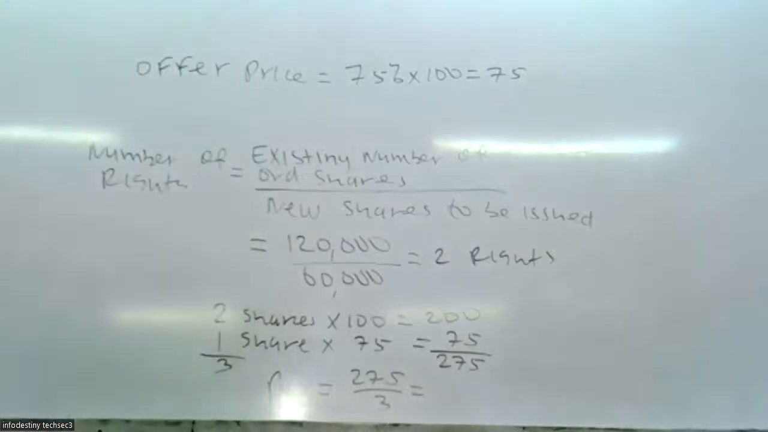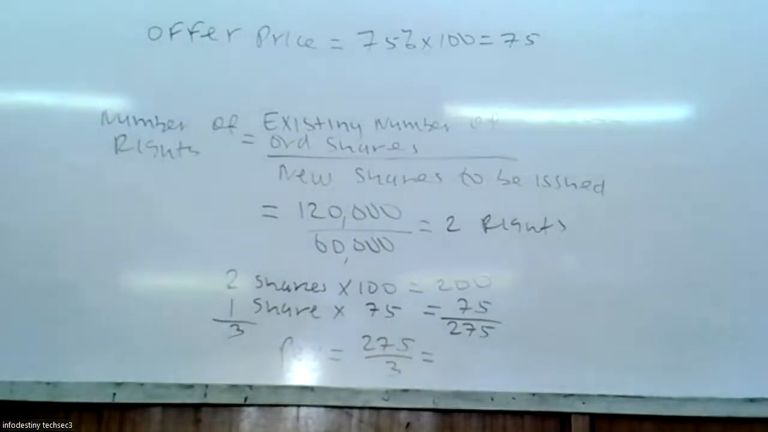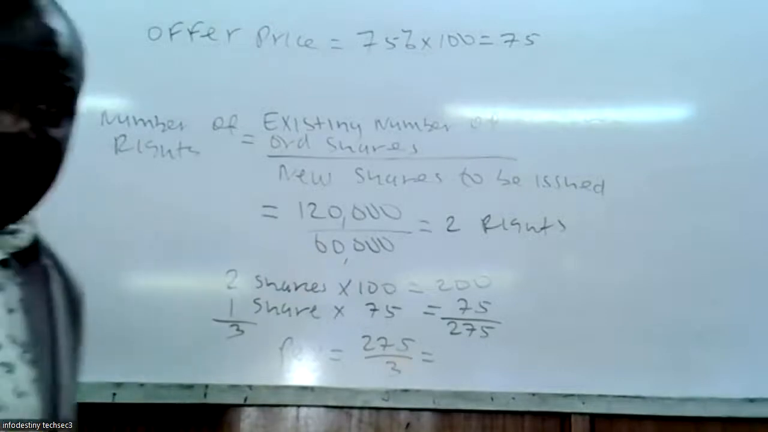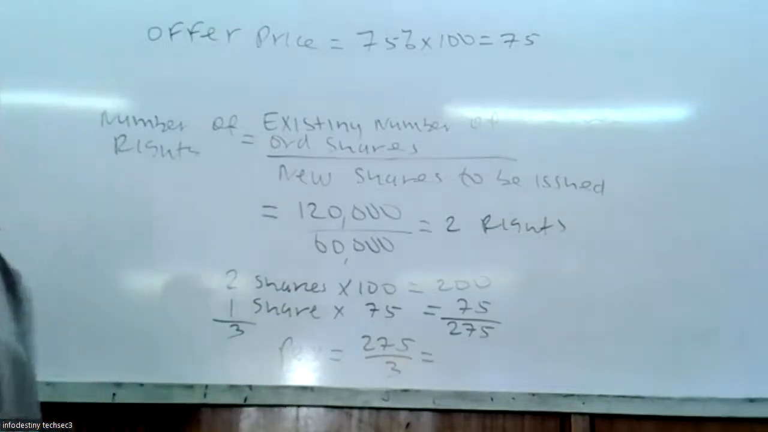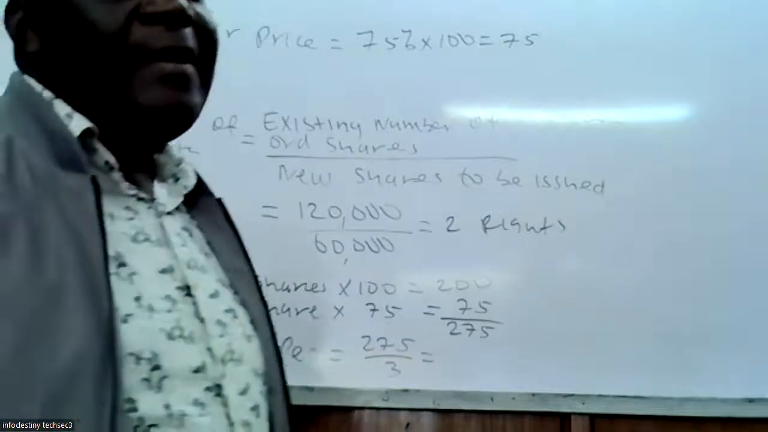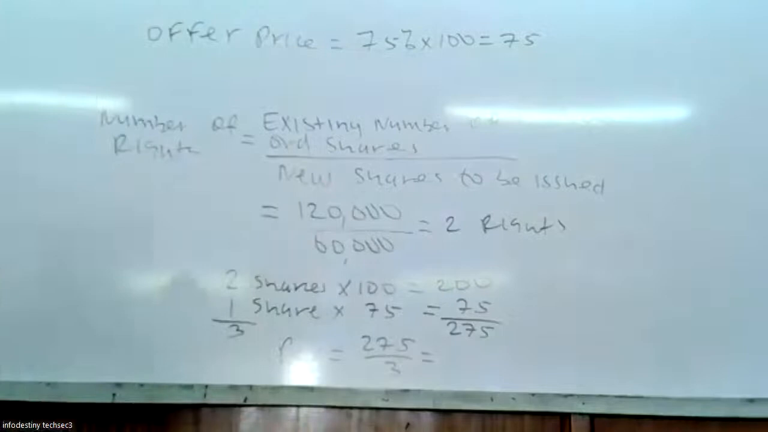So to calculate our theoretical ex-rights price, we simply take 275 divided by the total number of shares, which is the number of rights plus 1. That gives 91.67. So that should now be your theoretical ex-rights price.